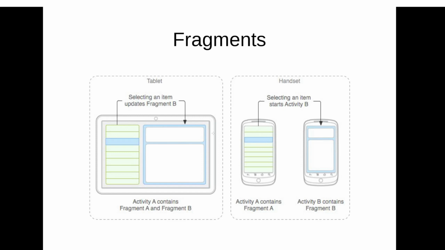Here we see an illustration of that example. So you could imagine an application where, as you see on the left, again in the context of an email application, we could have a list of email messages. And then on the right of the list, we can have the details of a selected message.